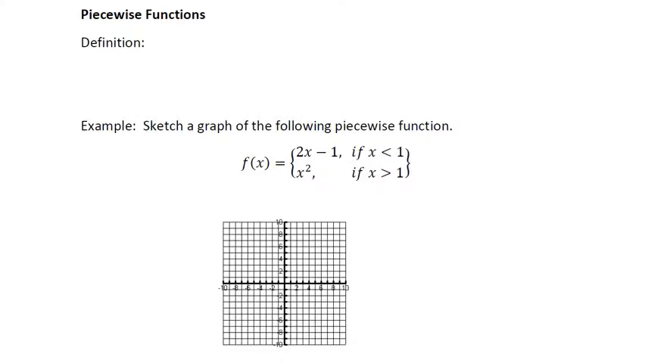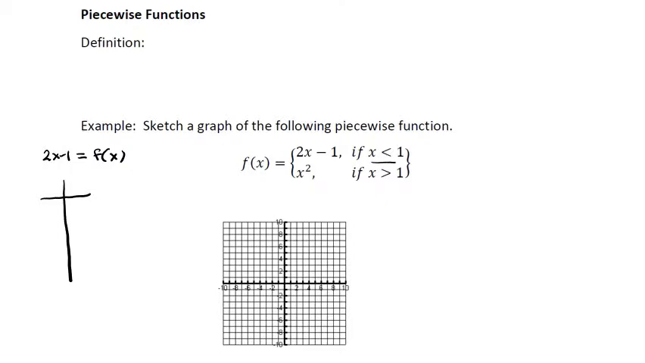The linear function applies for x values that are less than or equal to 1, so on the left side of the graph. And the quadratic function applies for when x is greater than 1. If I'm asked to graph piecewise functions, I like to do those graphs from a little table of values. So here's my little table. I'm going to do 2x minus 1 first.